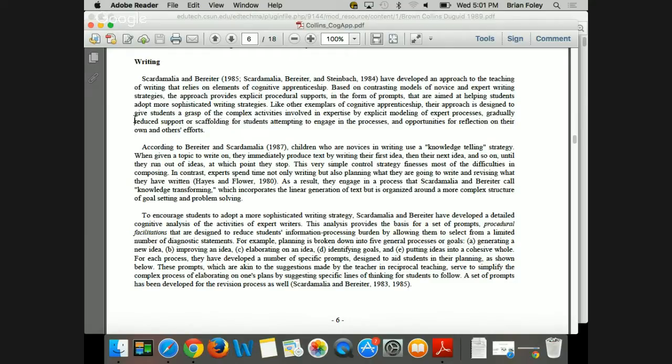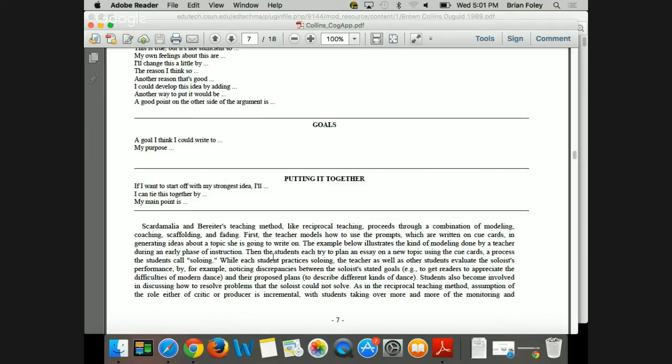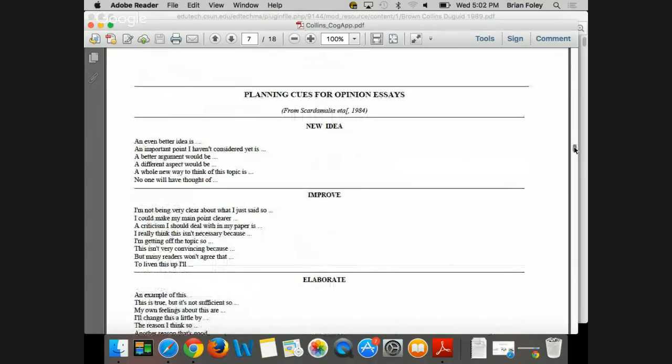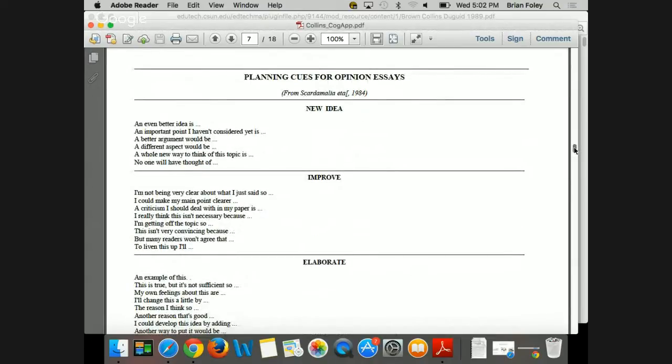Cool. Either one of you want to explain a little bit about this? Here are my notes, quickly, which I totally remember from weeks ago when I read this. I highlighted the part that says, when given a topic to write on, they immediately produce text by writing their first idea, then their next idea, and so on until they run out of ideas. I see my kids do this all the time when they write their lab reports. Their first four sentences suck, and then all of a sudden everything makes sense because they're like, oh, this is what I really think. And that's okay as long as you go back and edit, because as you write, you're really just organizing your brain.